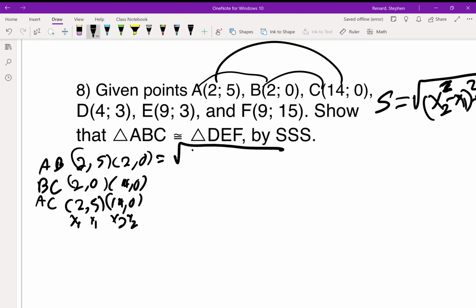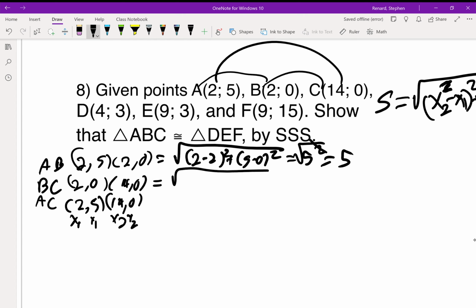This is going to be the square root of, now this is what I'm talking about being easy, 2 minus 2 squared plus 5 minus 0 squared. 2 minus 2 is 0, 0 squared is 0. So this is just the square root of 5 squared, which is 5. This right here, square root of 14 minus 2 squared plus 0 minus 0 squared. 0 minus 0 is 0. So this just turns into 12 squared. Square root of 12 squared equals 12.